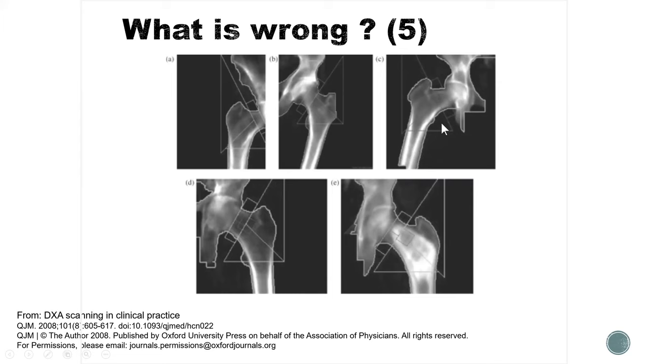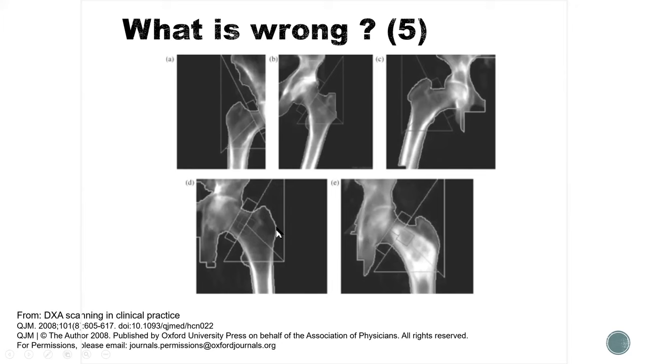B and C are probably rotation problems. So remember, ideally, you shouldn't see too much of the lesser trochanter. This one seems to be a little bit too much, and the trochanter is also not straight. So this is rotated, adducted, and this is abducted, where you possibly can't see any of the lesser trochanter at all.